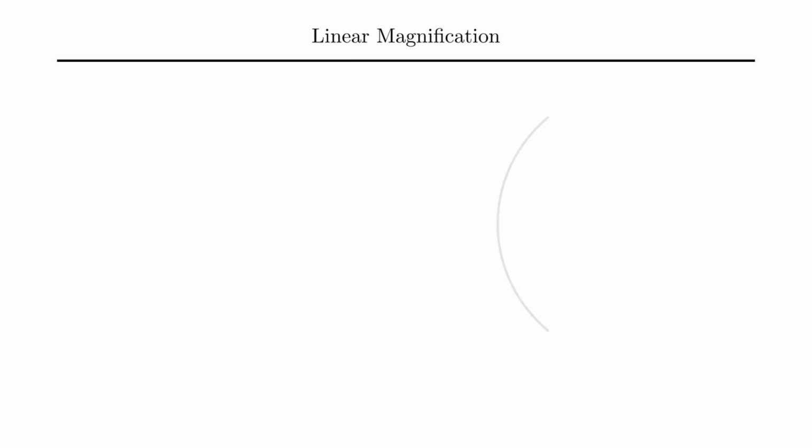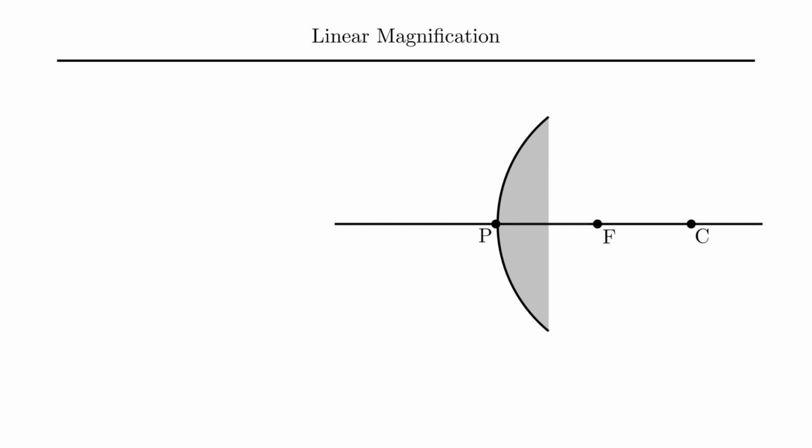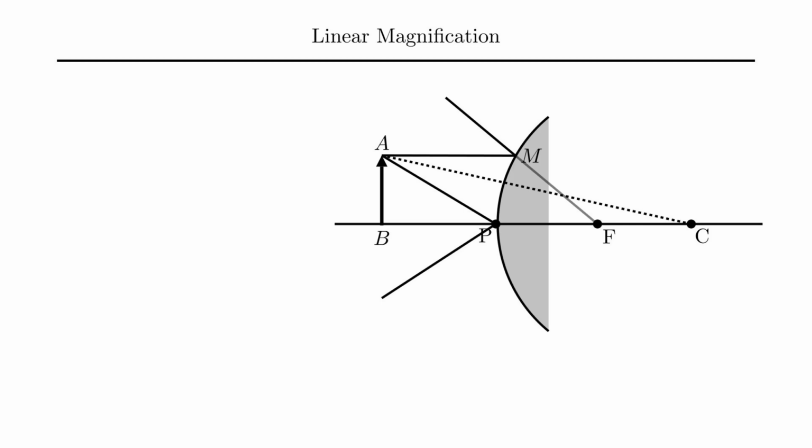For the case of convex mirror, consider a convex mirror with pole P, focus F and center of curvature C. Object AB is placed in front of the mirror. A ray passing parallel to the principal axis diverges and appears to be coming from the focus. The ray incident on the center of curvature reflects back along the same path. The ray incident on the pole diverges in accordance with the laws of reflection. When produced backwards, these rays appear to meet behind the mirror. The virtual and erect image is formed at A', B'.